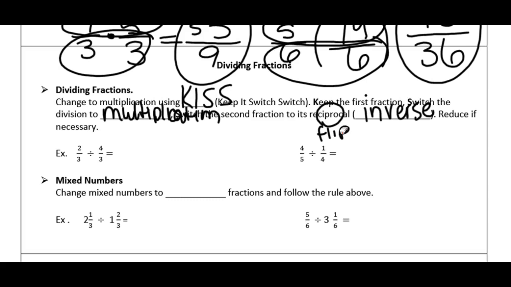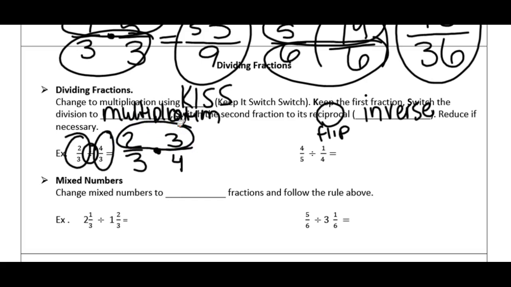So looking at this example, 2/3, that's the keep it. Keep it as 2/3. The division, I'm changing to multiplication. And then my second fraction, I'm going to flip it, give the reciprocal. So instead of 4/3, it'll be 3/4. And I'm going to follow the rules for multiplication. I'm going to multiply straight across my numerators. 2 times 3 is 6. Multiply straight across my denominators. 3 times 4 is 12.